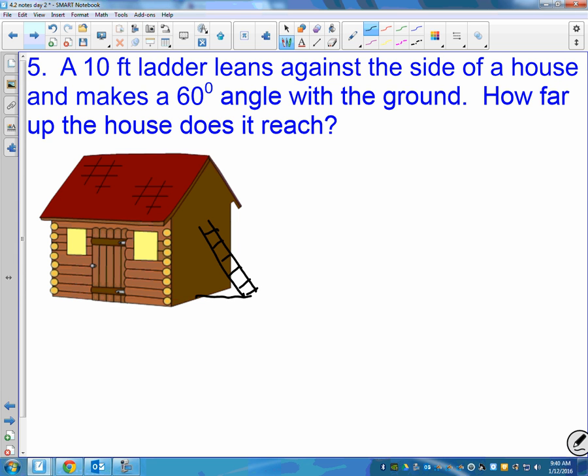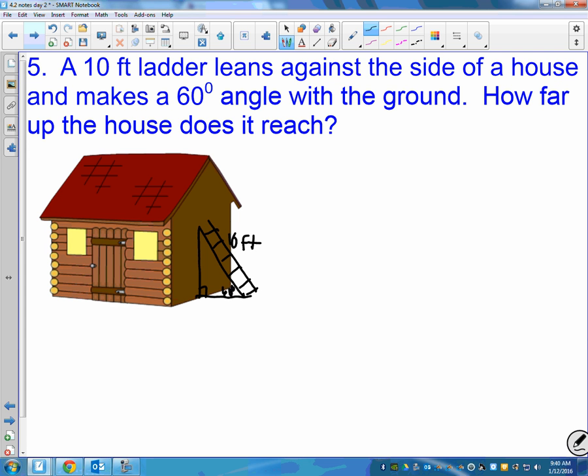House, and very nicely, right? You can make a triangle out of that. And then it's really important that we label things in the right spot. The ladder's 10 feet, so that means that the hypotenuse is the ladder. And it makes a 60-degree angle with the ground. So that means down here, with the ground, it makes a 60-degree angle.